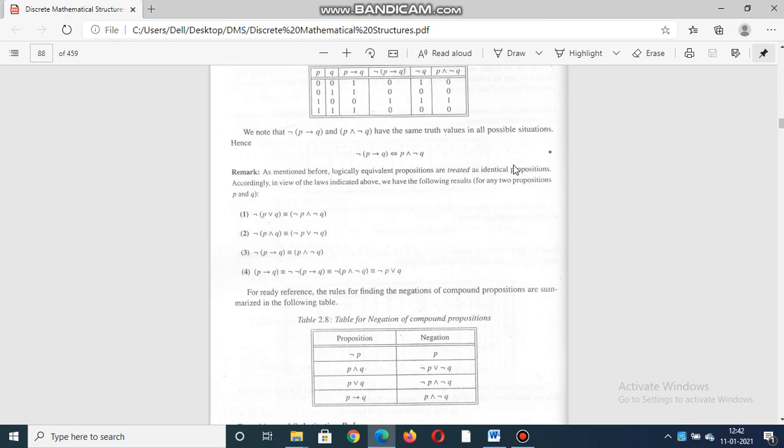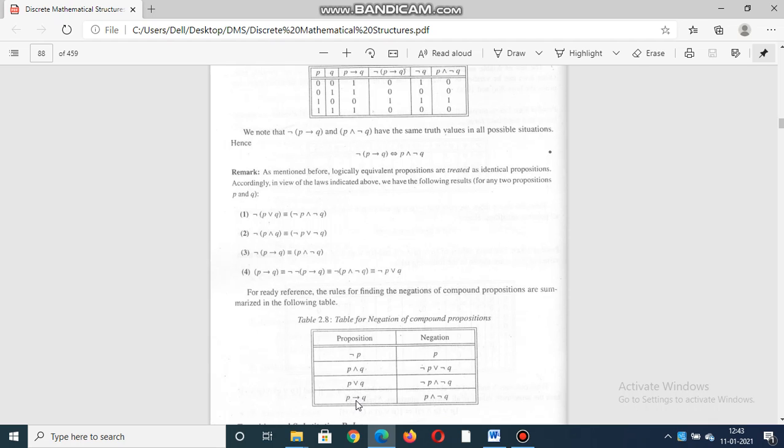Fine. Before starting the problem, we have to see the negation part. If you want to put negation on any proposition, P, you put negation P. P conjunction Q, if you put whole negation, what happens? Negation P disjunction negation Q. And next P disjunction Q, if you put whole negation, it becomes negation P, the disjunction is converted into conjunction, then negation Q. If it comes P implies Q, what happens? P conjunction negation Q.